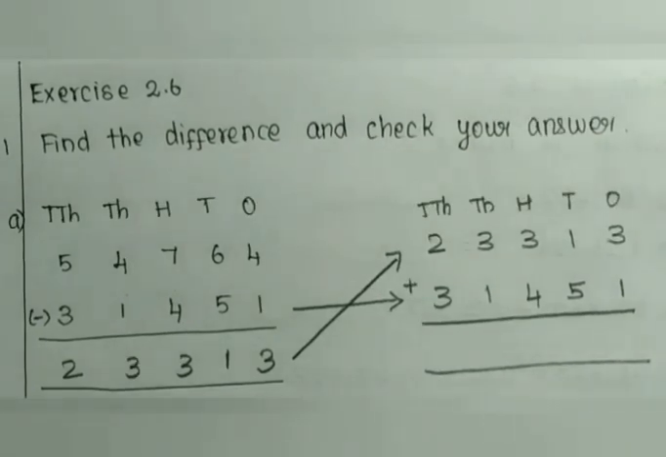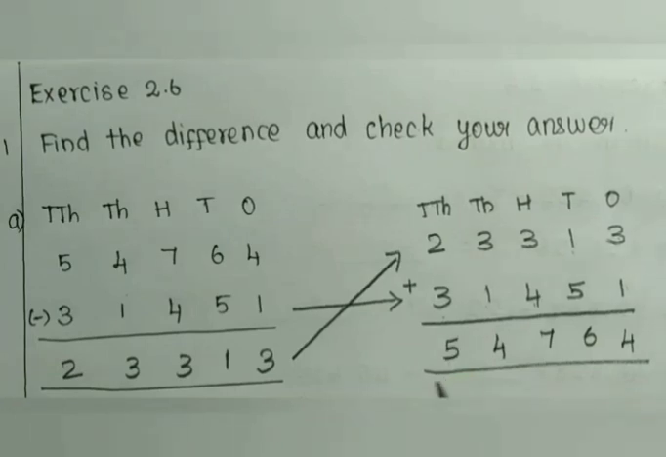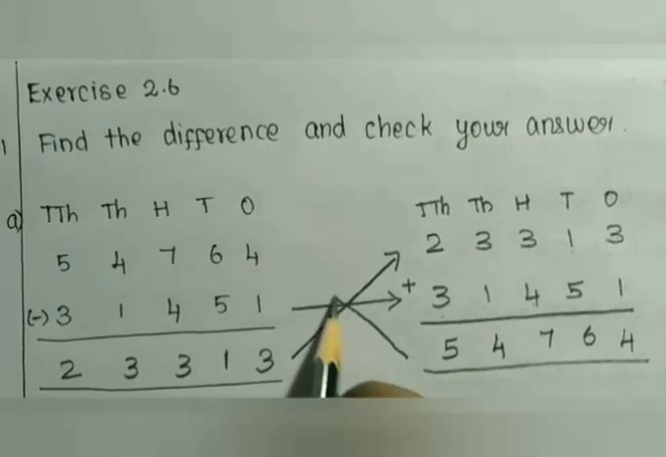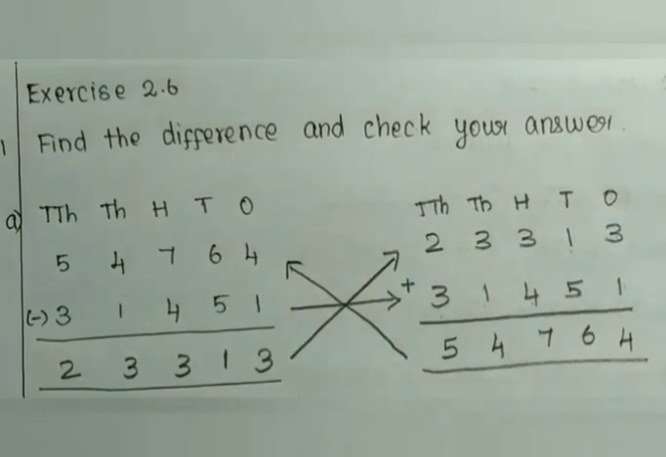Now let's add. 3 plus 1, 4. 1 plus 5, 6. 3 plus 4, 7. 3 plus 1, 4. 2 plus 3, 5. So the answers are verified.